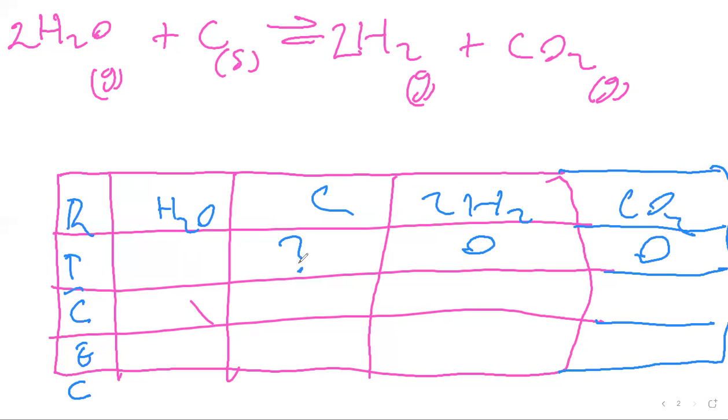This one is a question mark. Why a question mark? Because they said a certain amount of carbon was placed in the container, but we don't know how much. Then this one we just calculated, 2. The calculation we just did before drawing the table, we wanted to get this value.